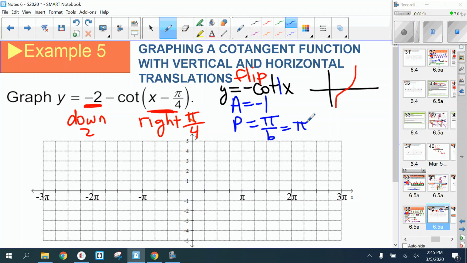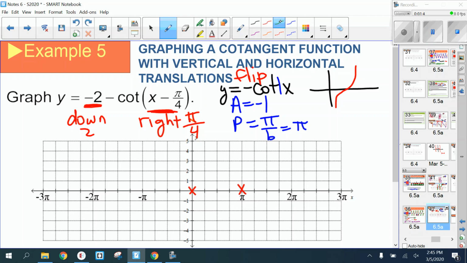How many tick marks is that? 4, right? Okay. So we would know we're going to have asymptotes starting at 0 and pi. Now, I'm not going to draw my asymptotes yet because I know I'm going to end up having to shift them anyway. So instead of having to draw 2 sets of asymptotes, I'll just wait and draw my asymptotes later. So I'm only looking at the unshifted, okay?